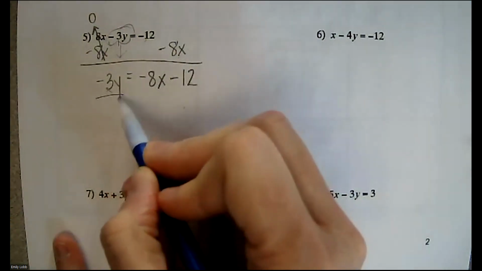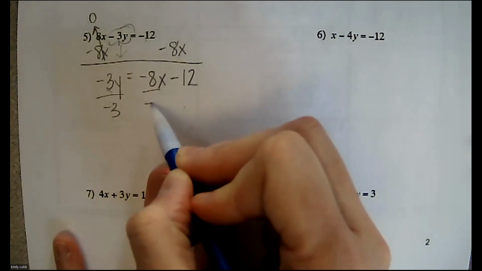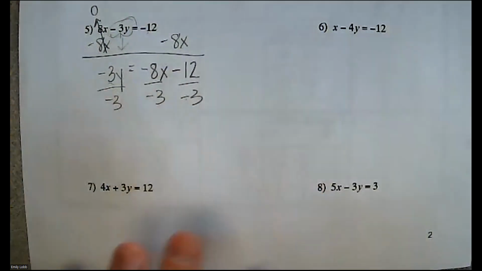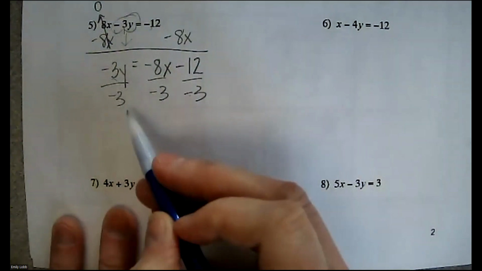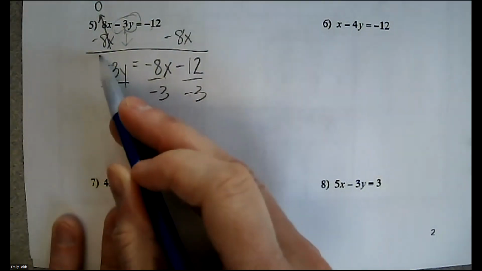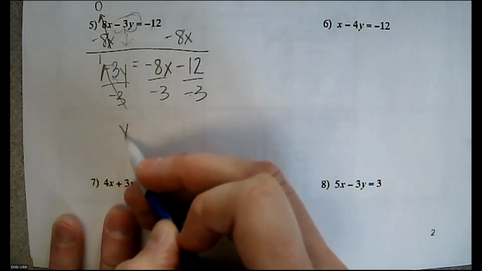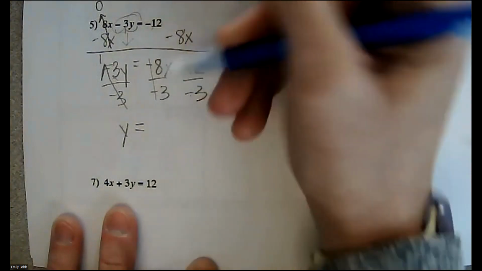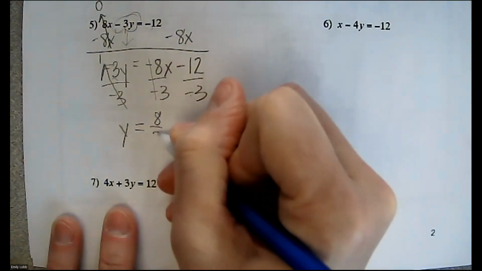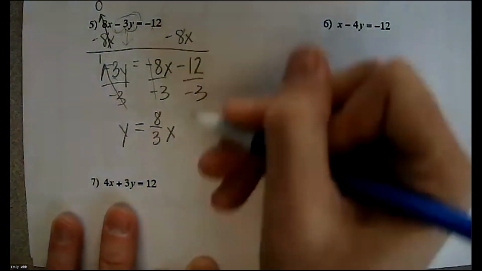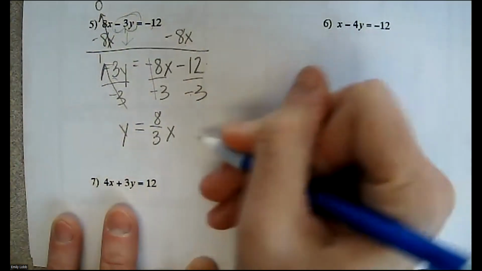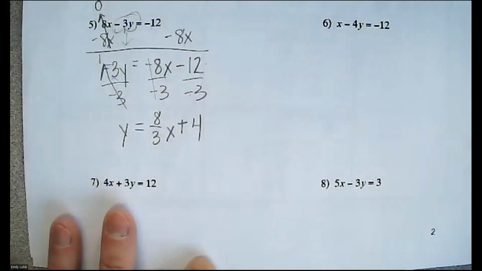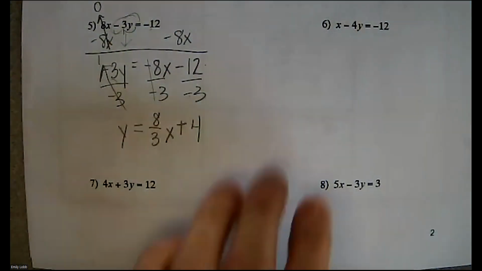And then I divide all of my parts by negative 3 so that I get positive 1y. Negative 3 divided by negative 3 is a positive 1. That's what we wanted. That's why we were dividing by negative 3. Here, this just becomes positive. So I have 8/3 x. Here, 12 divided by 3 is 4, and negative divided by negative is positive. All right, are you guys feeling comfortable there?